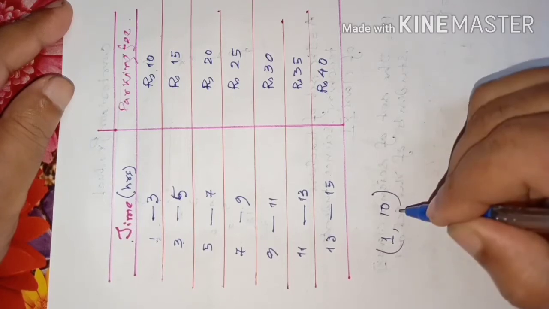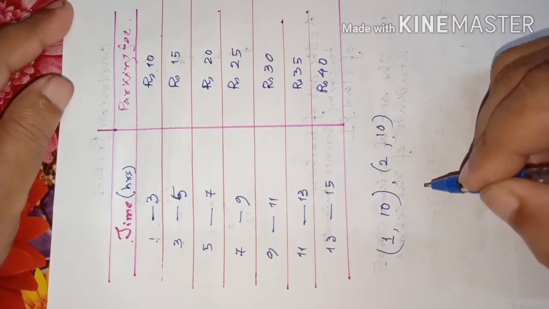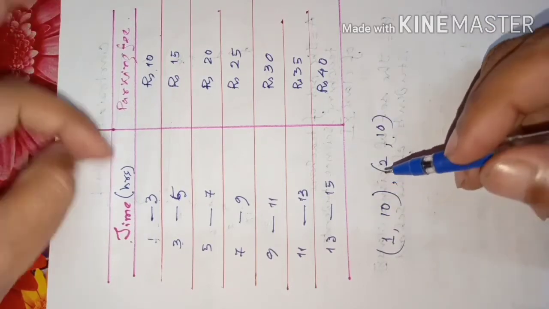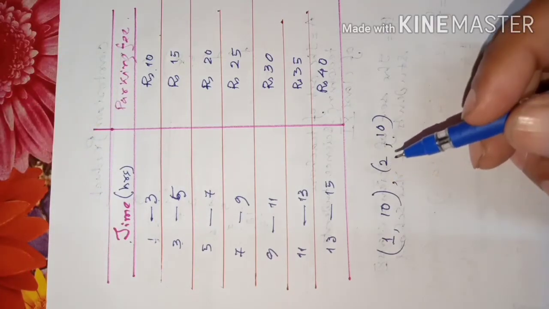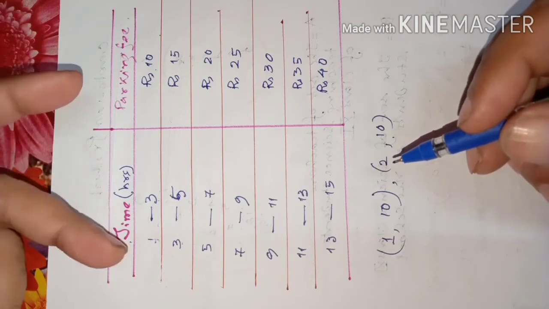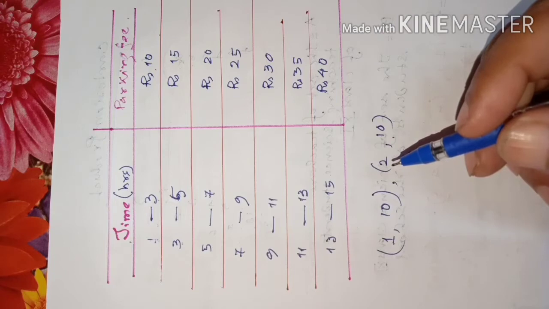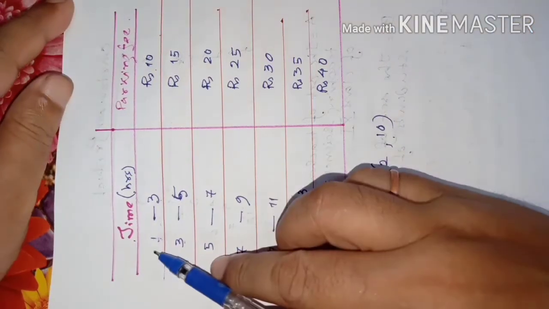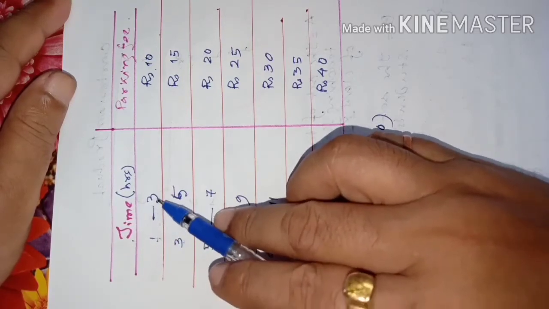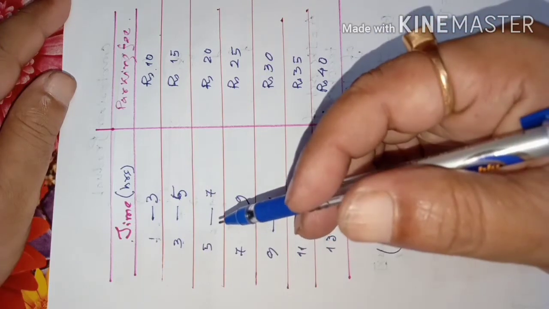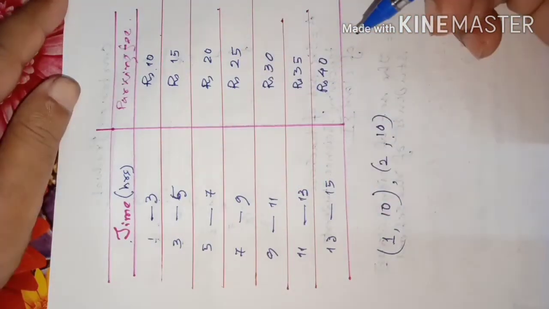That is, 1 is connected to 10. If he keeps it for 2 hours, he will have to pay only 10 rupees. So suppose the parking fee is counted as a multiple of hours: 1 hour, 2 hours, 3 hours, 4 hours, like that. Multiple of hours means for 1 hour, not for 1.5 hours. If it is more than 1 hour, it will be considered as 2 hours. If it is a little more than 2 hours, it will be considered as 3 hours. Suppose it is connected that way.